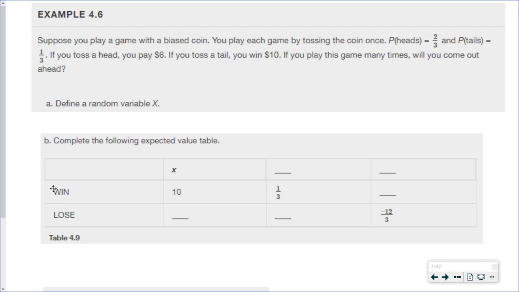If you toss a head, you pay $6. If you toss tails, you win $10. If you play this game many times, will you come out ahead?